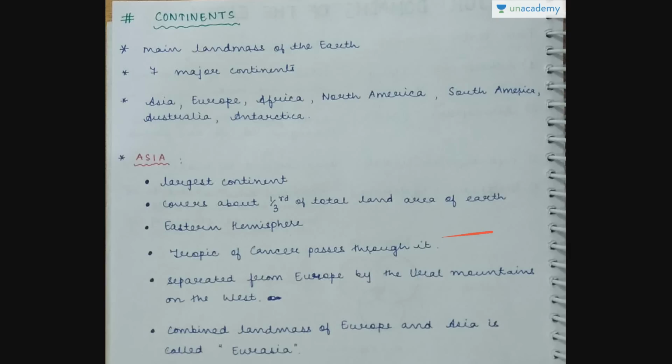Please remember that every continent has some or the other latitude passing through it. So you have to remember which continent has which latitude passing through it. They can ask this question.